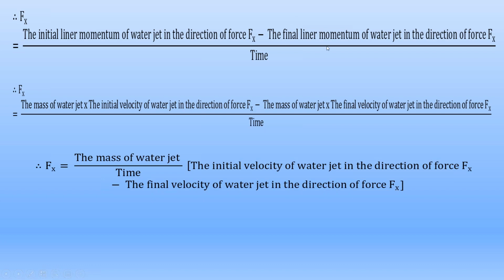Similarly, the final linear momentum of the water jet in the direction of force Fx is equal to the mass of the water jet into the final velocity of the water jet in the direction of force Fx. So check that second one carefully. The final linear momentum of the water jet in the direction of force Fx is equal to the mass of the water jet into the final velocity of the water jet in the direction of force Fx.